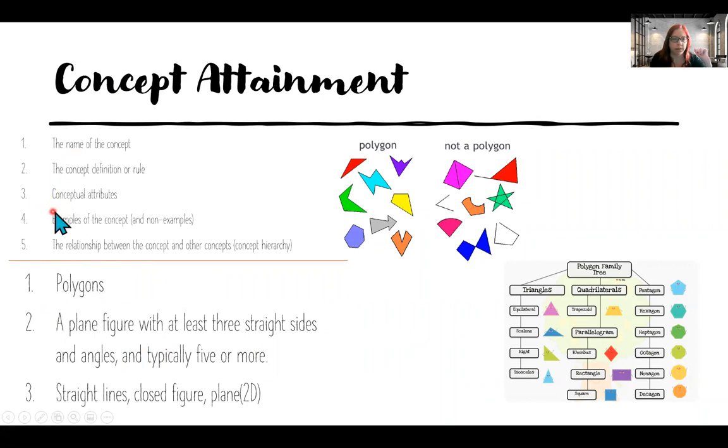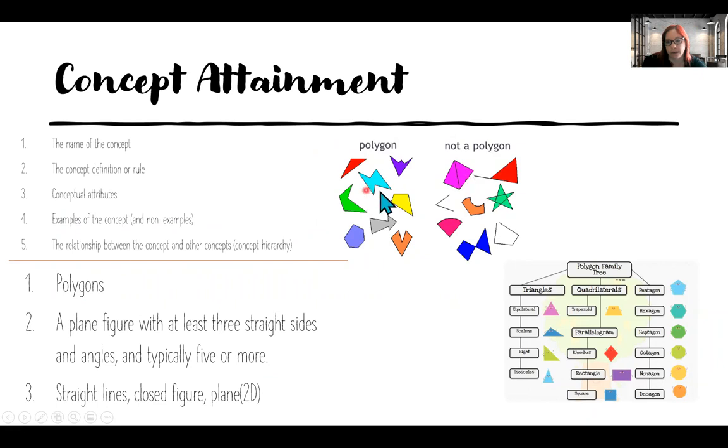But some of those conceptual attributes, so the concept attributes, is they actually need to be straight lines. It needs to be a closed figure, and it's a plane figure. And so it has to have 3 straight lines because if I had 2, it wouldn't be a closed figure. And so here, for examples and non-examples, step 4, here are examples of polygons, and here are examples of not polygons.